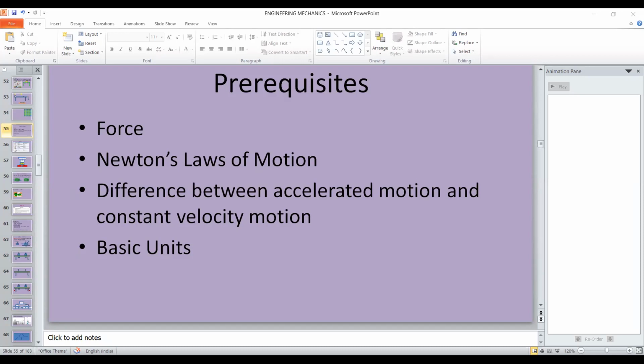So this is the Newton's second law experiment. This is just an animation. When the semester starts, we will actually conduct this experiment and we will try to prove F is equal to mass into acceleration.